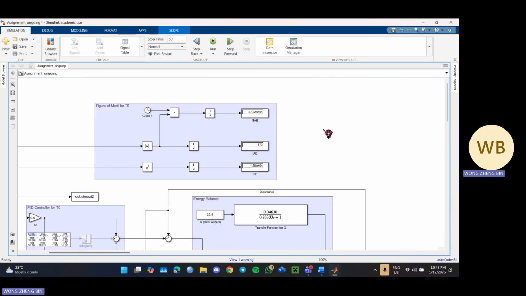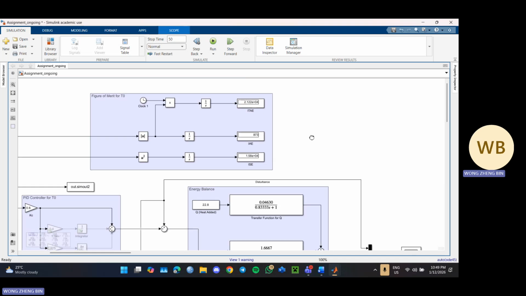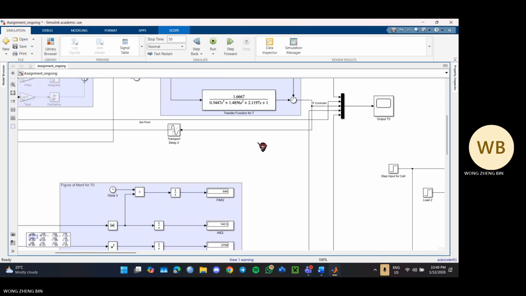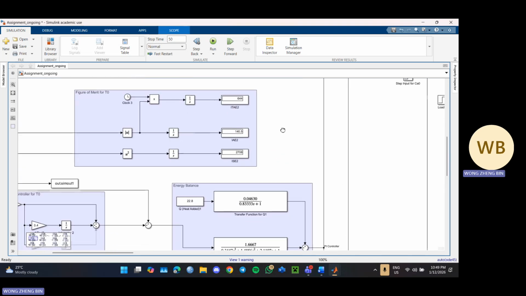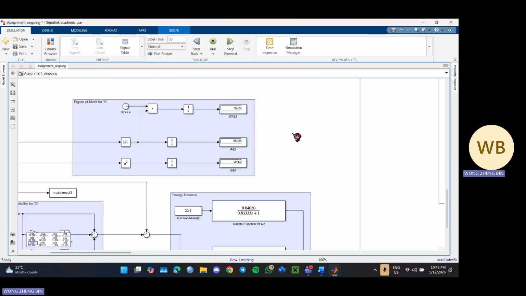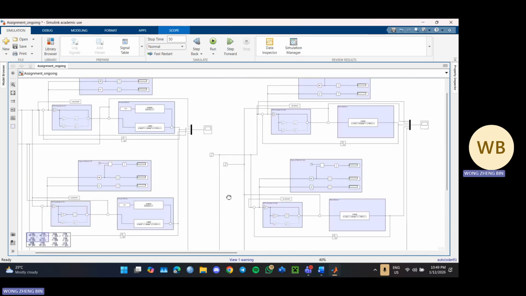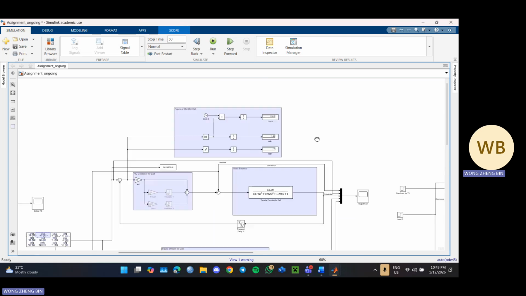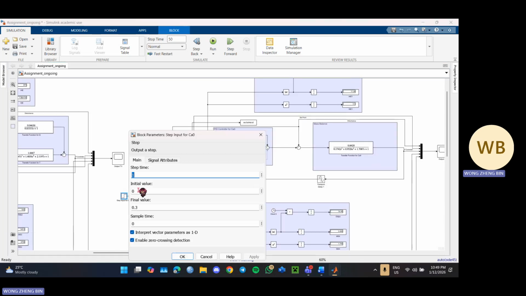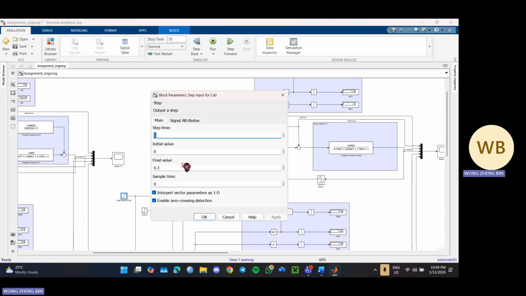So this is the manual controller for P for temperature, PI for manual, and PID for manual. And for the concentration part, the step inputs are shown here. The step time is 1, the initial value is 0, and the final value is 0.3.